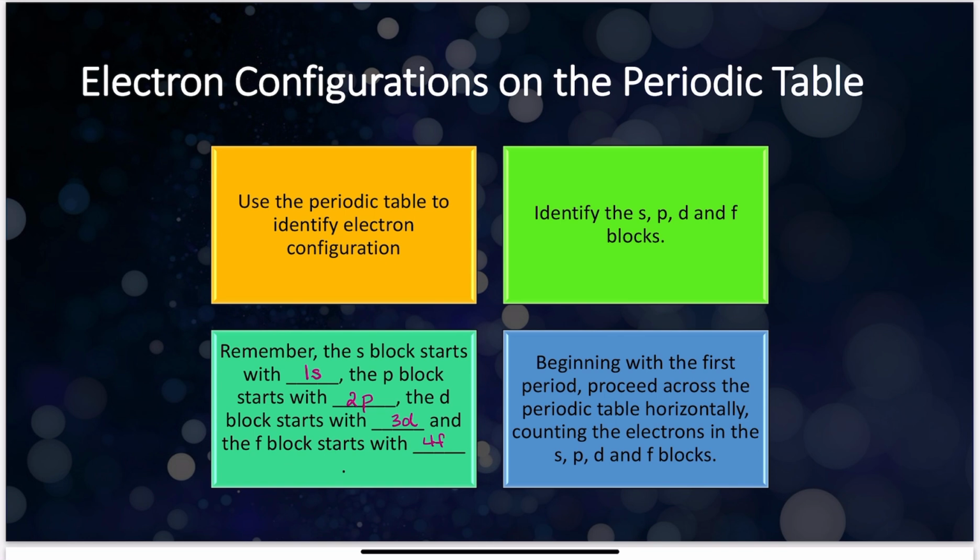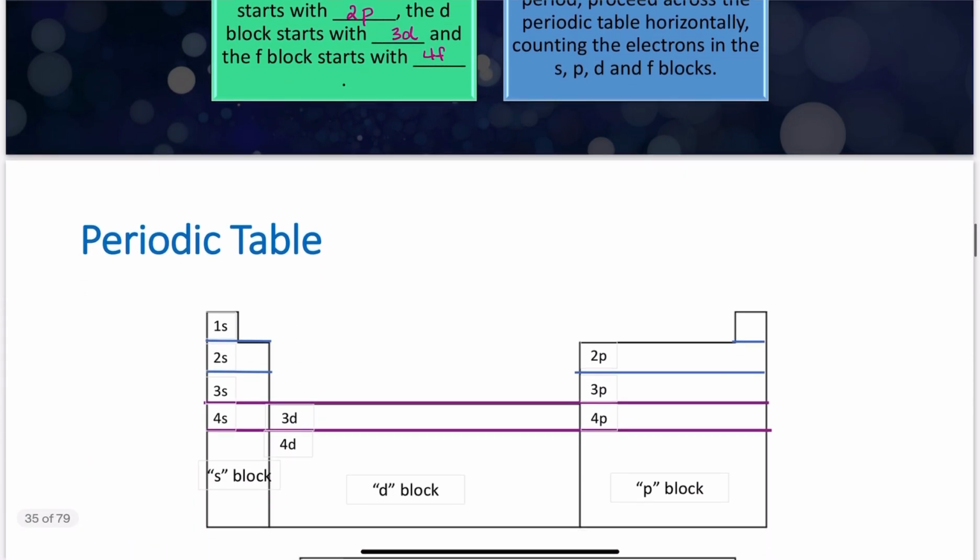You're going to begin with the first period, which is the first element on the table, hydrogen, and you're going to count across that period. You're going to proceed horizontally across the periodic table, counting the electrons in the S, P, D, and F blocks until you reach the element of interest.